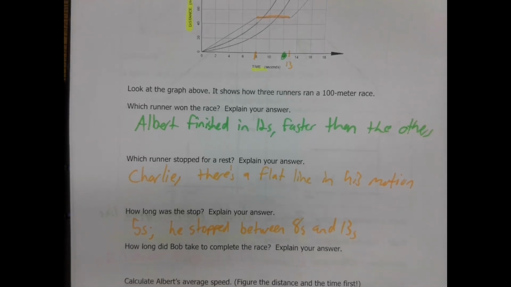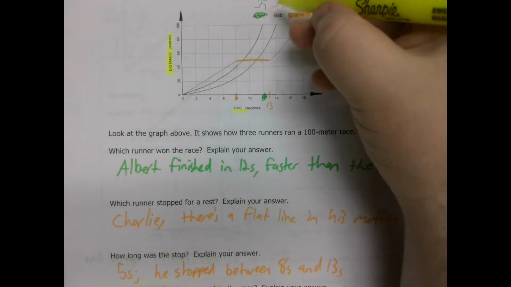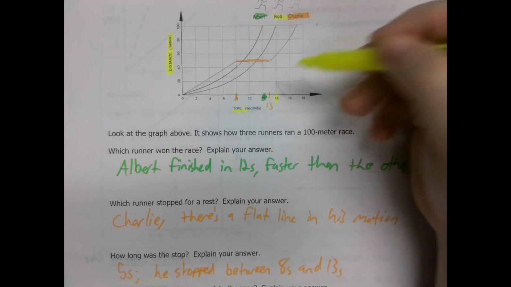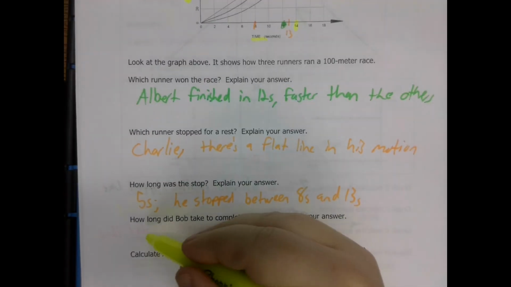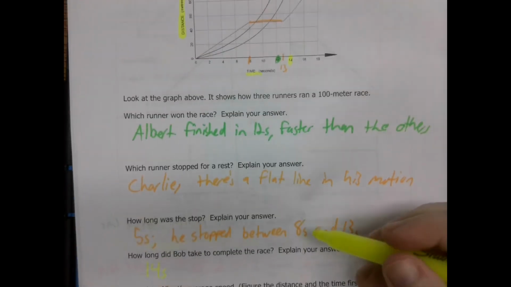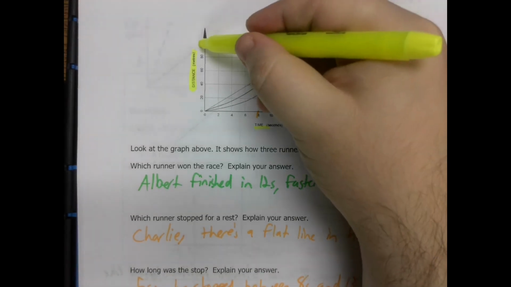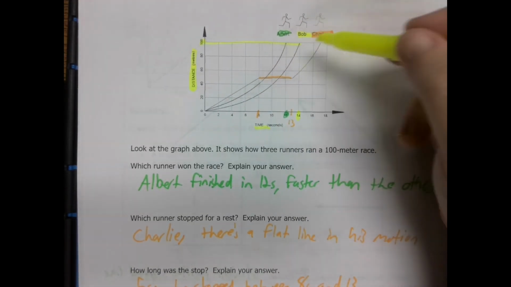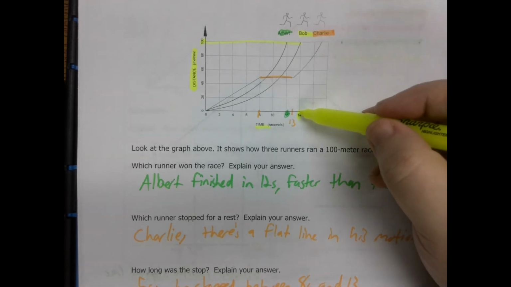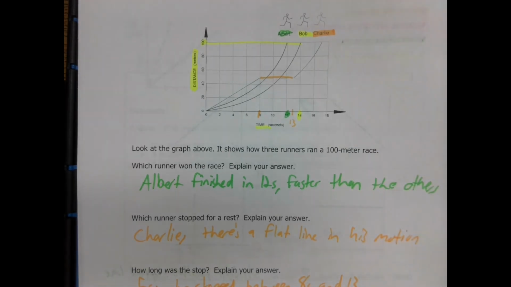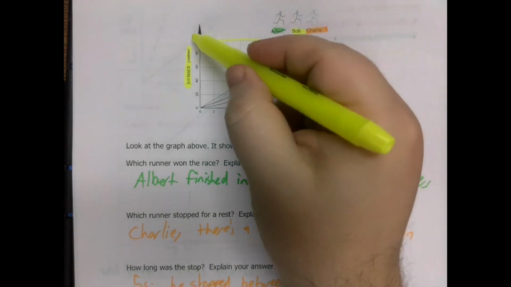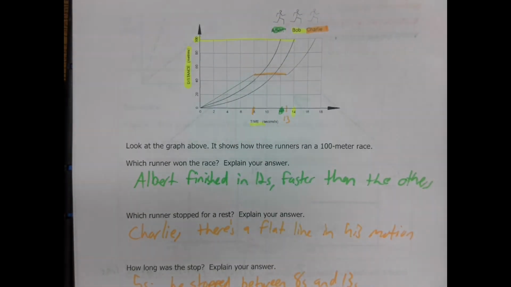How long did Bob take to complete the race? So it took him 14 seconds. That's because he reached 100. So it's whenever he got to the 100-meter mark that he did it in 14 seconds. So it's not just that he reached the top of the graph, it's the fact that he made it to the end of the 100 meters.